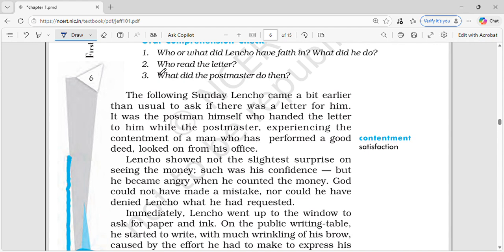तो क्या हुआ कि the following Sunday, नेक्स्ट संडे क्या हुआ, उसी वीक में जो संडे पड़ता है उसमें Lencho came a bit earlier than usual to just ask whether there was a letter for him. The postman handed him the letter, and then the postmaster which was there, he was basically looking at Lencho because he did a good deed, right? So obviously he was just seeing the satisfaction, with pure satisfaction he was experiencing, and he was seeing the man's reaction.